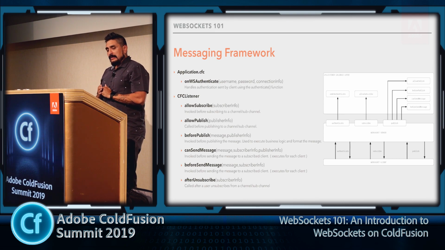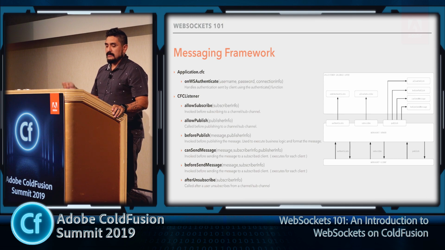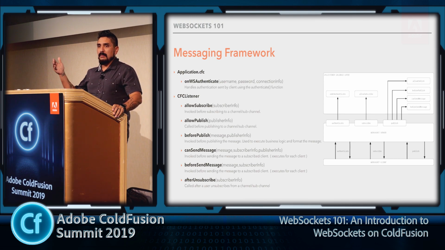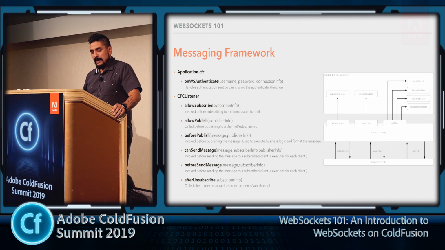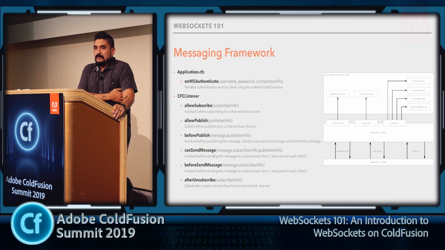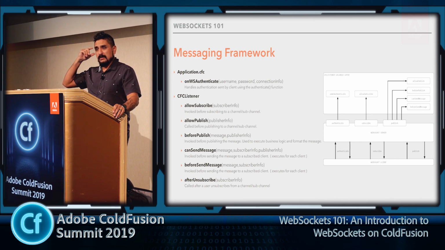After that, canSendMessage fires off. So that sends the message, the subscriber info, and the publisher info. Now this starts firing for each client. So when the message comes through, it's going to look at me as a subscriber. It's going to say, okay, can this person send this message? And if so, then it goes ahead and fires off.